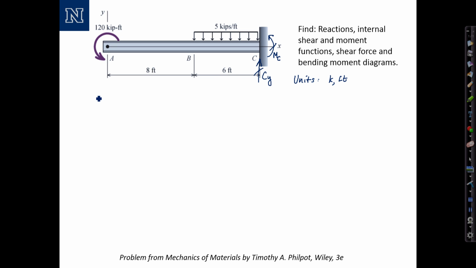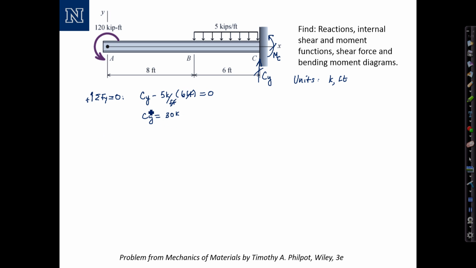I'll evaluate C sub y by summing the forces in the y direction equal to 0. Assume positive going upward. I have C sub y minus the contribution due to the distributed load, which is 5 kips per feet, times the distance, 6 feet. The feet cancel out, set that equal to 0, and C sub y equals 5 times 6, or 30 kips.